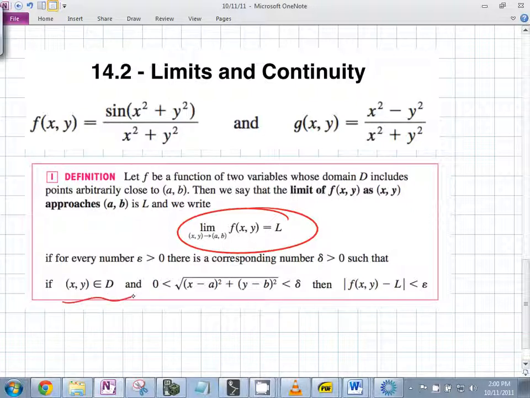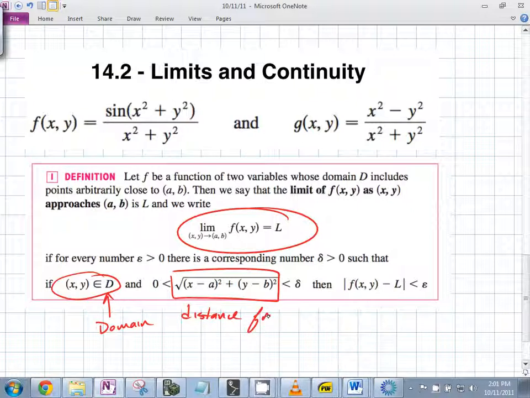Let's read this out loud. This says points (x, y) contained in D, so that, what does D represent? The domain. So x and y are in the domain, such that, and what does this represent right here? That's a distance, right? It's a length from what to what? Distance from (x, y) to what? To (a, b). Then, what does this represent right here? Actually, with the absolute value. That's the distance from what to what? The output of f(x, y) to what?